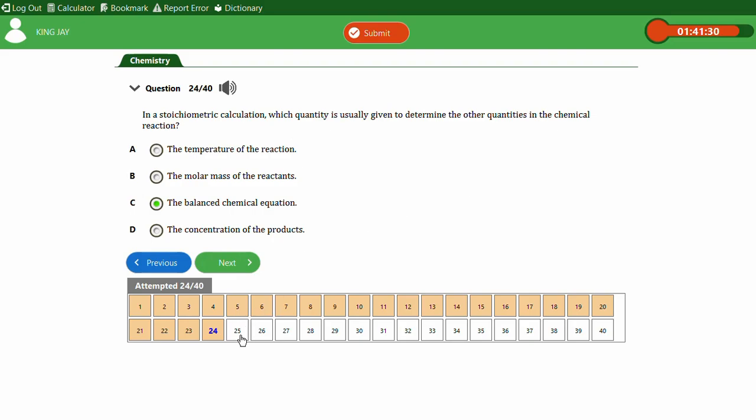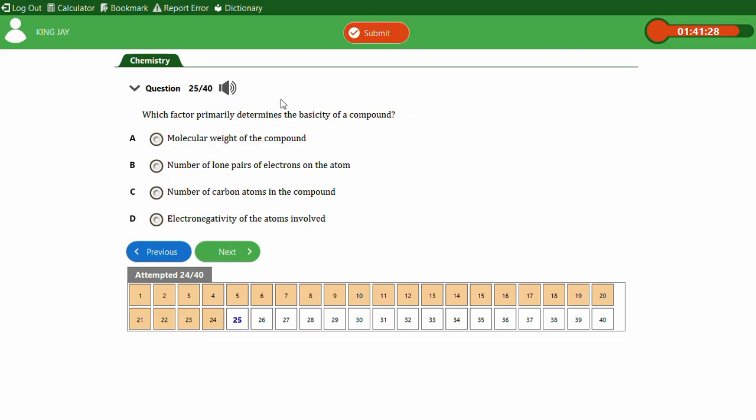So question number 25. Which factors primarily determine the basicity of a compound? But we are lucky in this class, there is not much calculation, meaning all the questions are theoretical. So if you are lucky to have this kind of exam, you have much time to spare, because calculation usually consumes time in an exam.